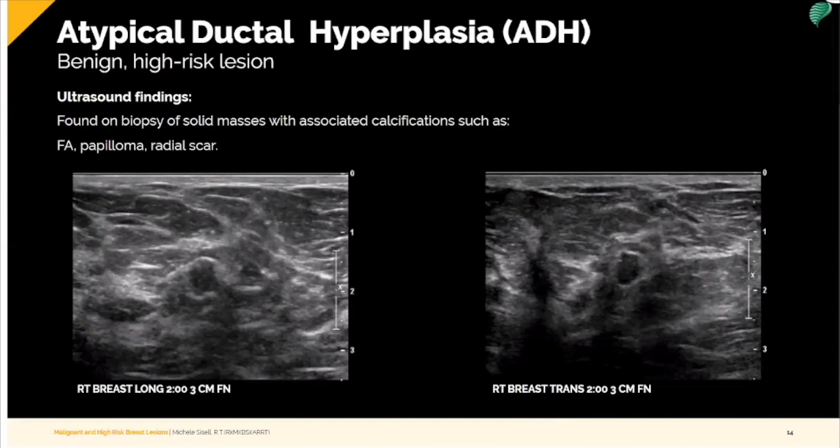Ultrasound findings for ADH. Here's a solid lesion that was seen under ultrasound. Because of its characteristics, longer than it is wide and unclear margins, the radiologist recommended a biopsy. And the pathology came back as a fibroadenoma with atypical ductal hyperplasia. So again, this is one of those that usually is found once something is biopsied.